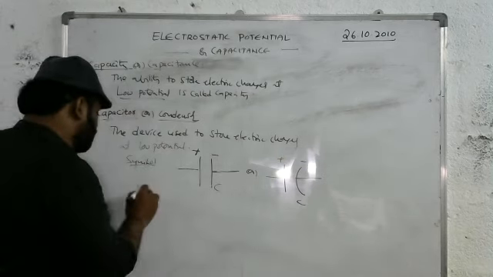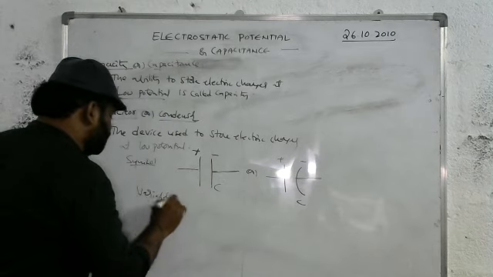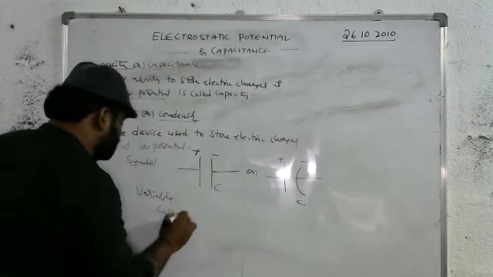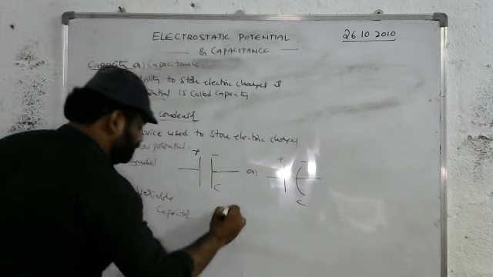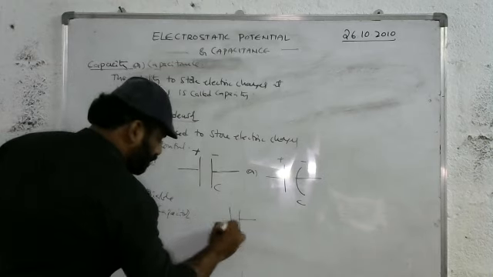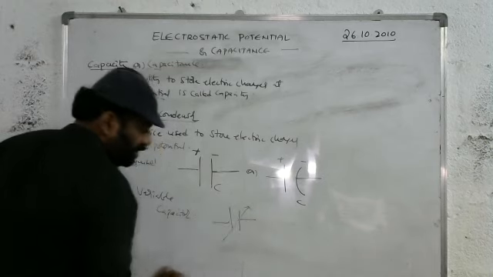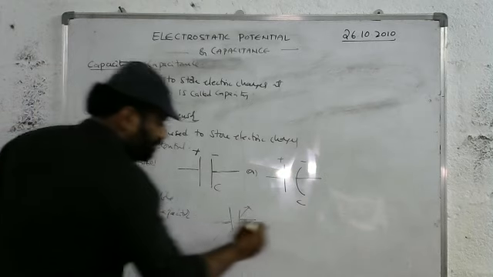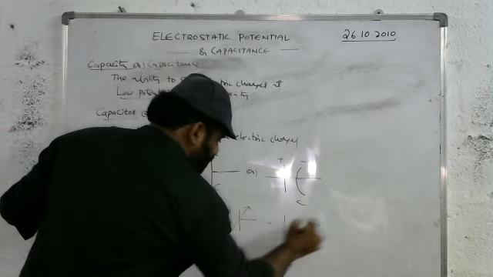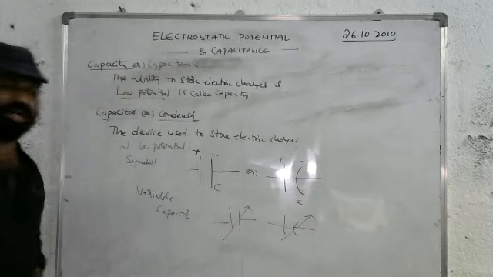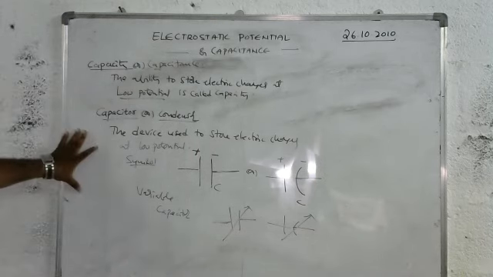And the variable capacitor is represented by an arrow mark here. It is variable, which represents the variable capacitor. This is a variable capacitor.